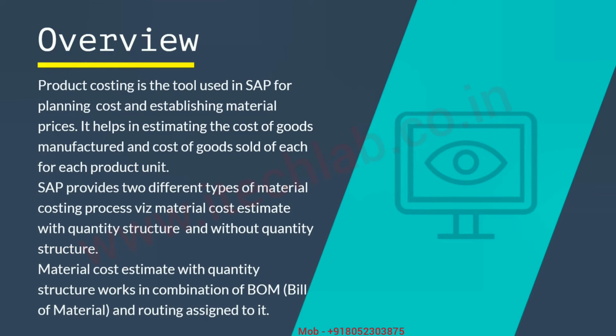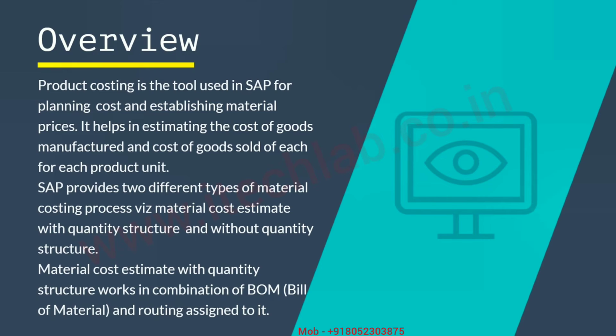It's an overview, which means that SAP product costing is a tool used in SAP for planning cost and establishing material prices. It helps to estimate the cost of goods manufactured and cost of goods sold for each of the products. Product costing is used mainly in manufacturing industries where manufacturing of goods happens, from raw material to semi-finished and semi-finished to the finished product.